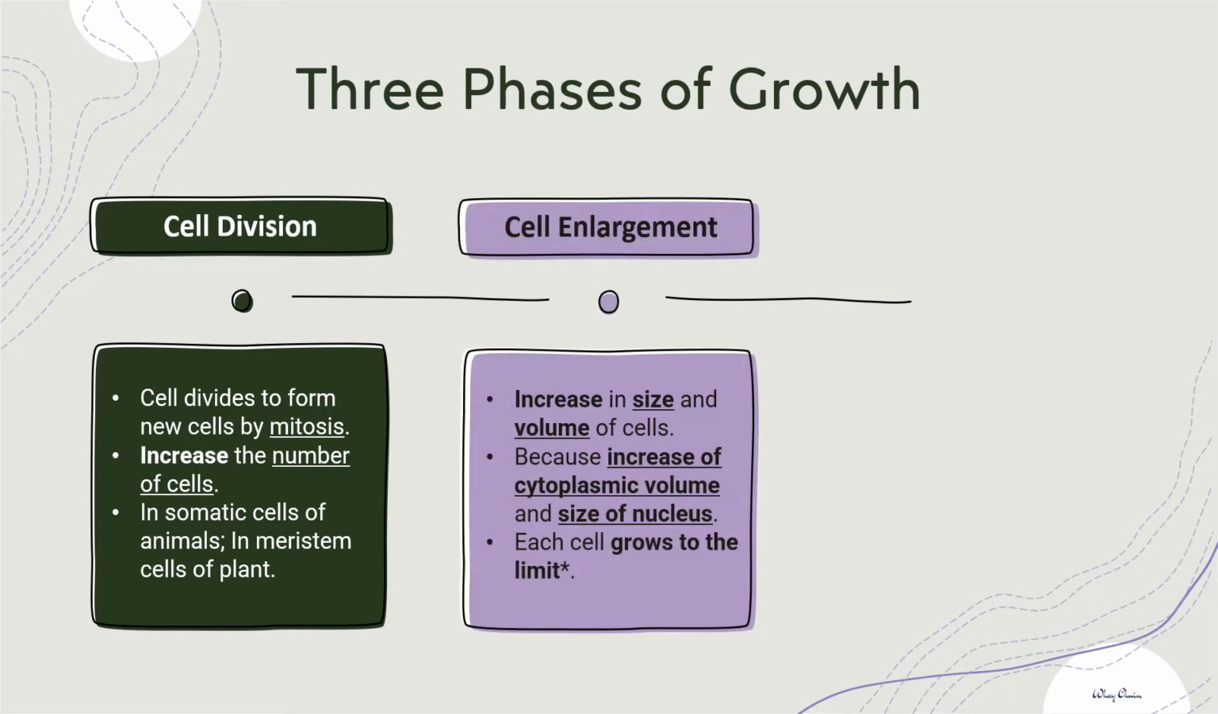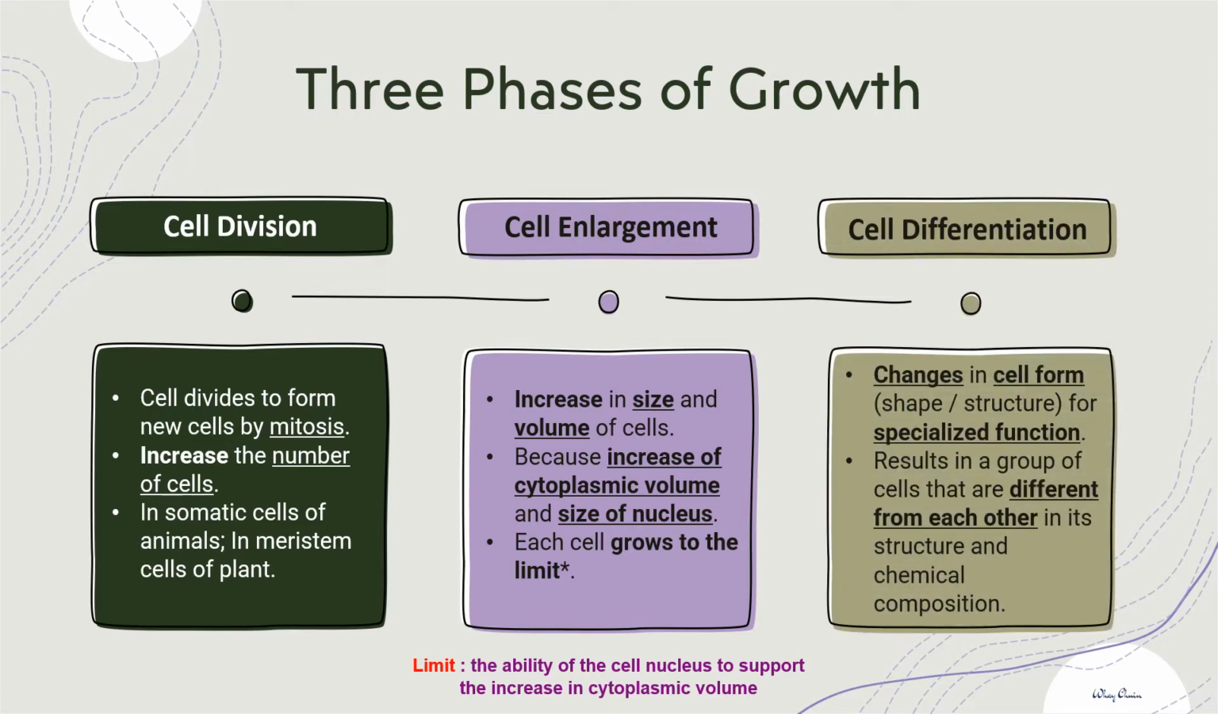The second phase is cell enlargement. Now the size and volume of the cell increase because of the increase of cytoplasmic volume due to the growth of the size of nucleus. However, different types of cell will grow to a limit. For example, the largest cell in human is actually the ovum. So that means other body cells will grow to their maximum size, which is not larger than ovum.